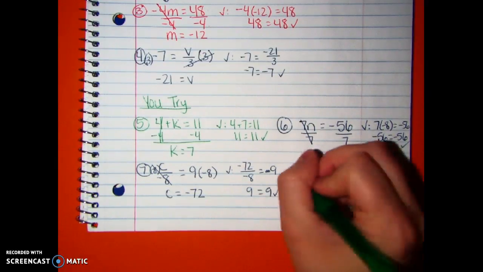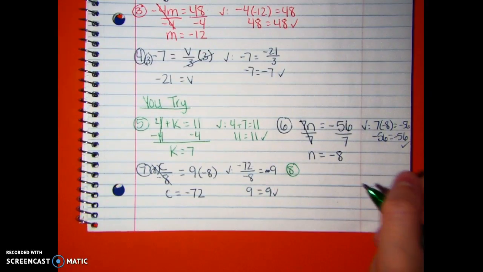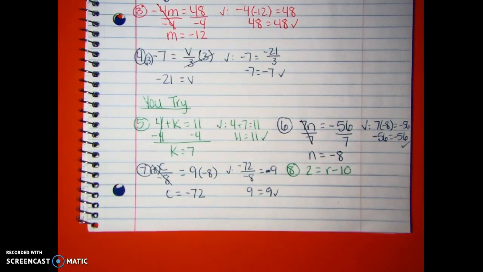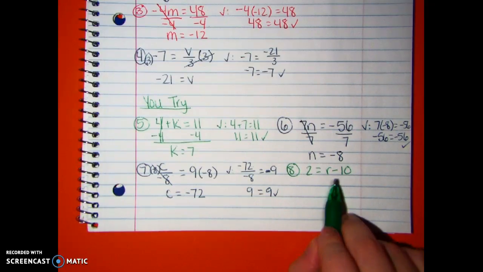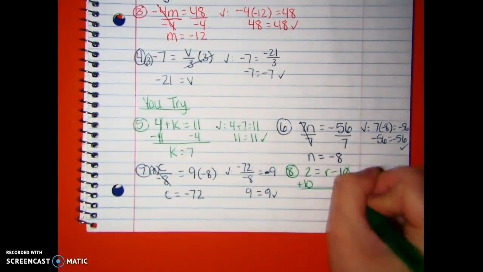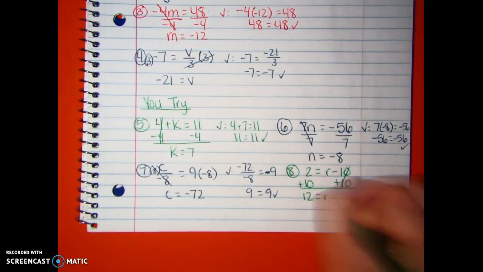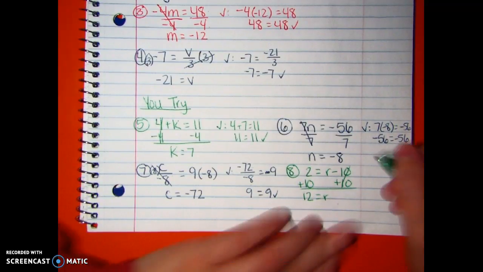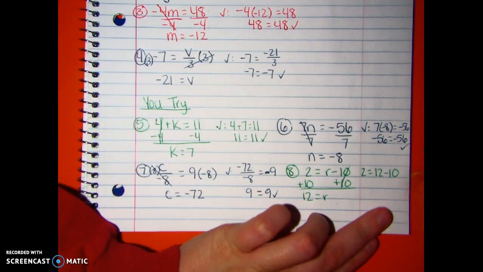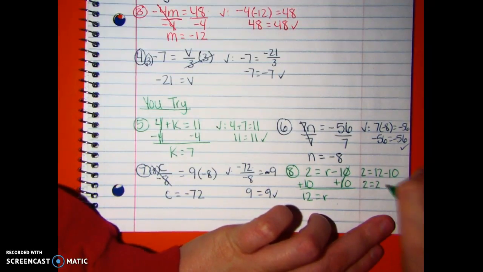And the last one. 2 equals r minus 10. Go ahead and solve that one and check your answer. Okay, this one is subtracting 10, so add 10 to both sides. That gets me 12 equals r. And let's check our answer. 2 equals 12 minus 10, and 12 minus 10 is 2, so that one works.